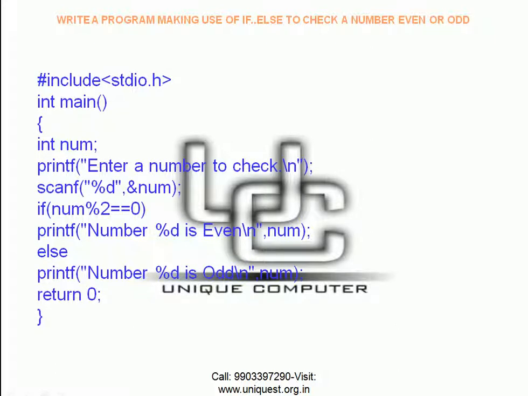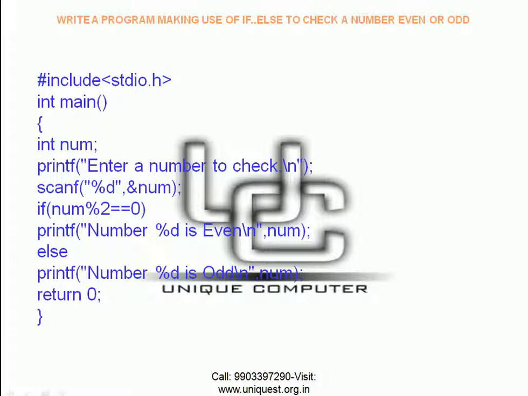So in this particular program, we will take an input from the user, and we will check whether the user given input is either even or odd. So we take the necessary variable as num, and we ask the user to enter a number, and the number gets stored in the variable num.